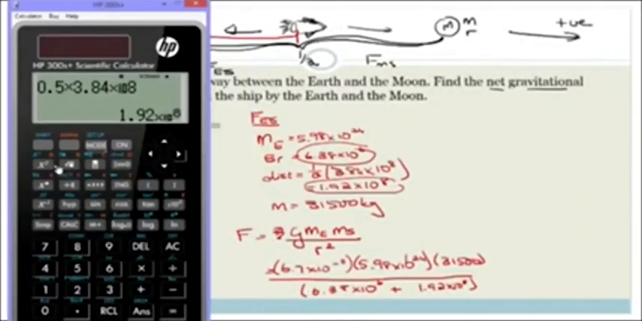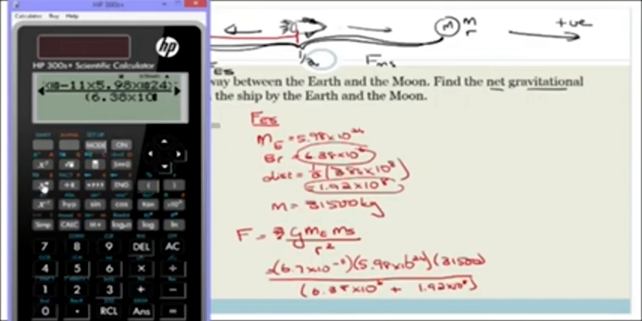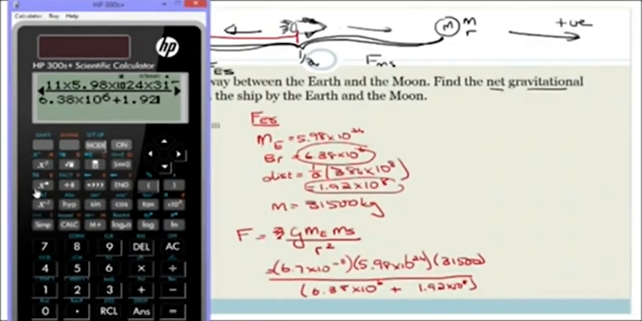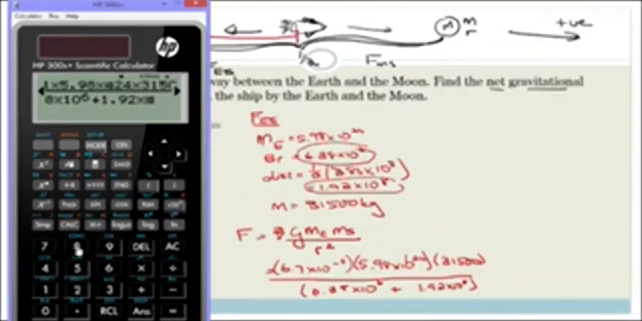So let us just for fun use the fraction button. We've got 6.7 exponent negative 11 multiplied by 5.98 exponent 24 multiplied by 31,500, all divided by bracket 6.38 times 10 to the power of 6 plus 1.92 times 10 to the 8.